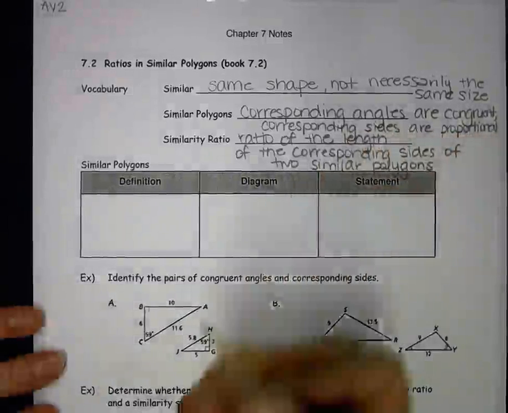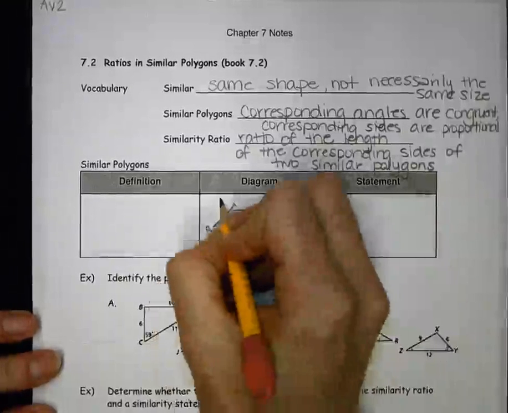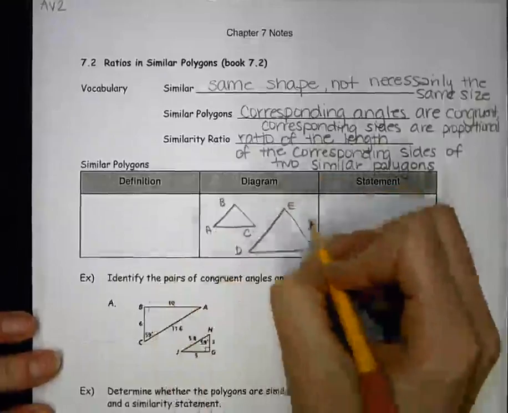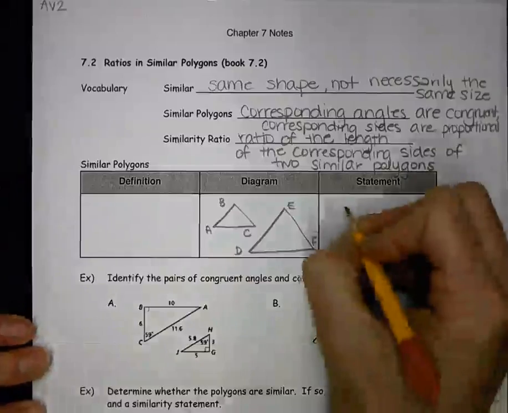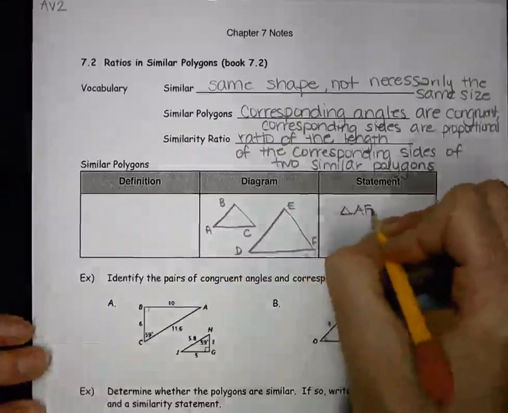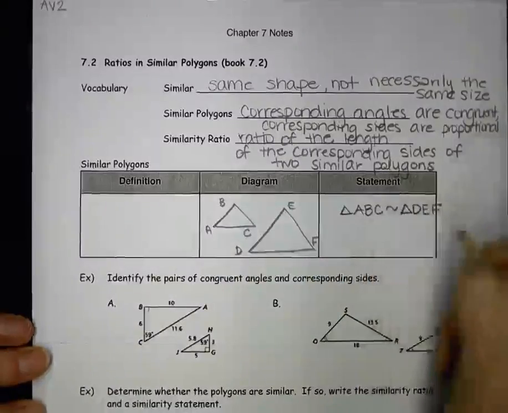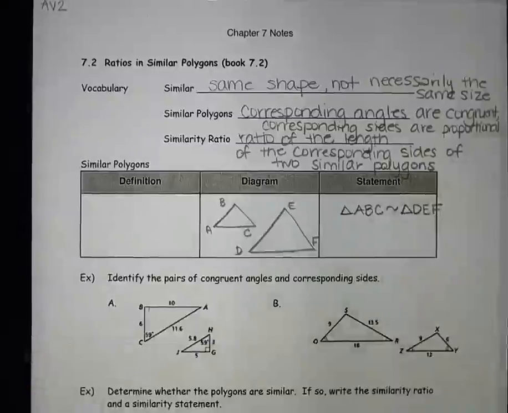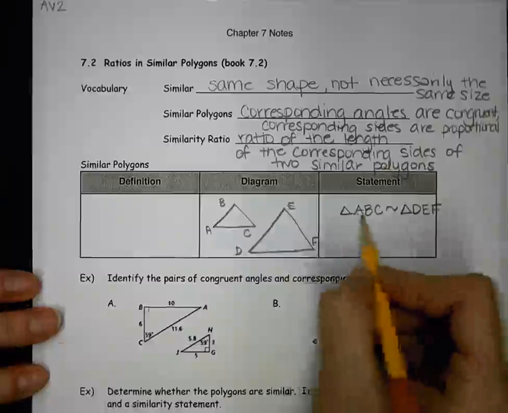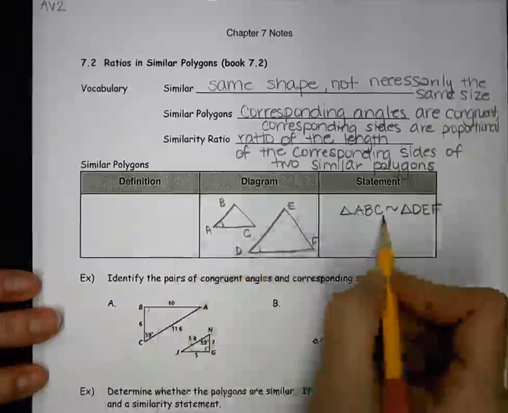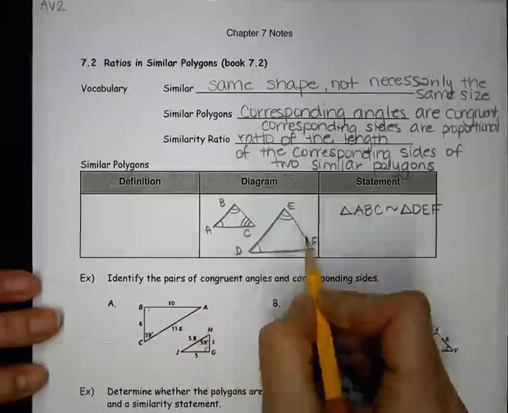Alright, let me give you an example. If we have two similar polygons, triangle ABC and triangle DEF, the first thing we know is that we can write a similarity statement. So we can say triangle ABC is similar to triangle DEF. Now, when we write this similarity statement, the corresponding angles must match. So angle A must be congruent to angle D, angle B must be congruent to angle E, and angle C must be congruent to angle F.